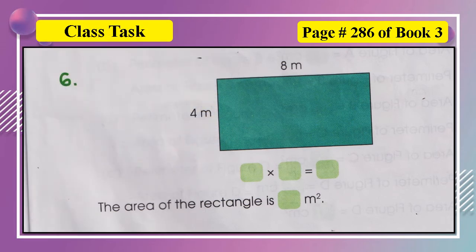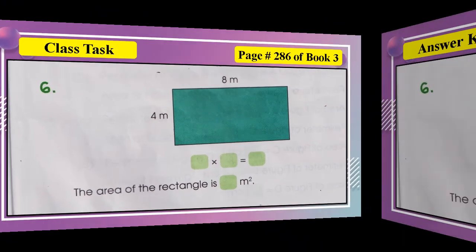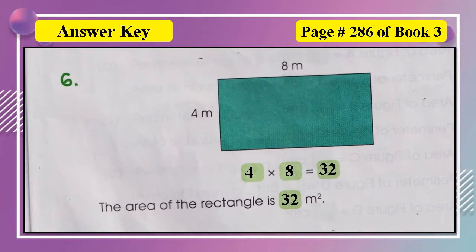Now we do the remaining part of page number 286 of book 3. Dear children, you see the figure rectangle of green color. The length is 8 meter and the breadth is 4 meter.